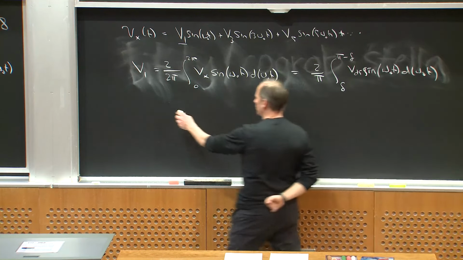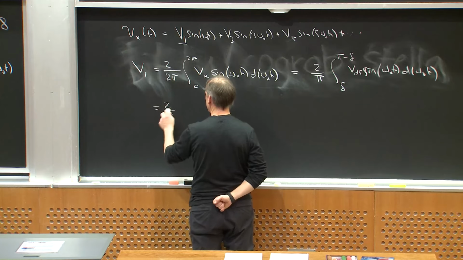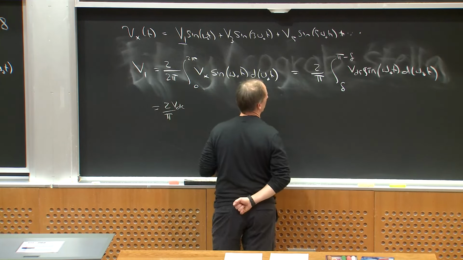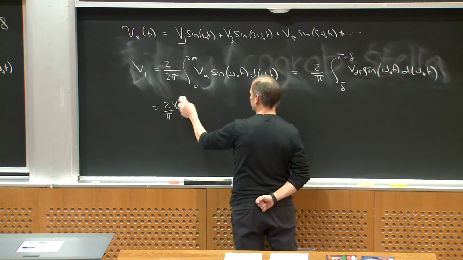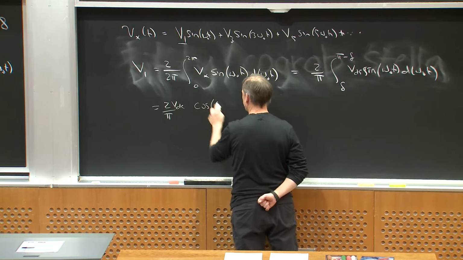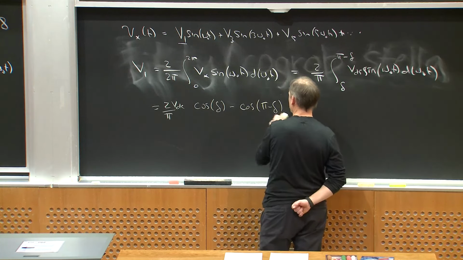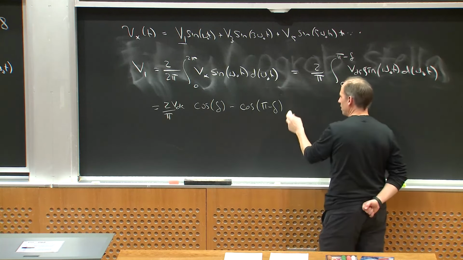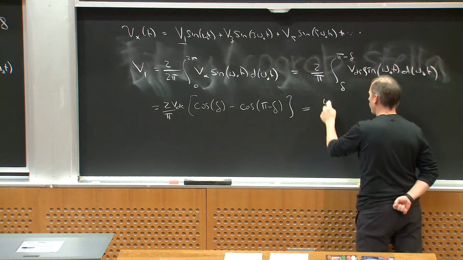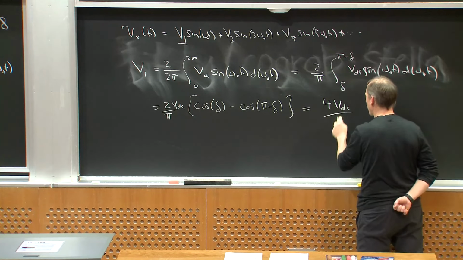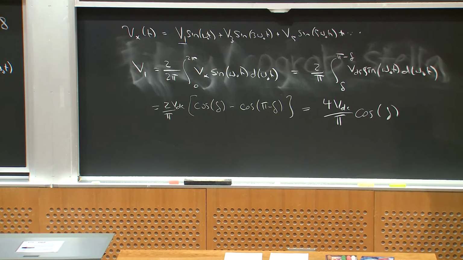So what I get is 2 over pi VDC times cosine of delta minus cosine of pi minus delta, right? Which I could rewrite as being equal to 4 VDC over pi cosine of delta. That make sense to everybody?